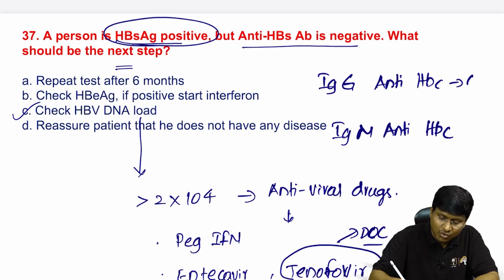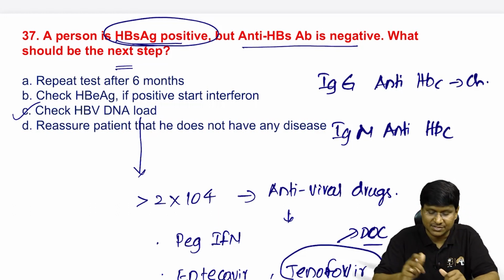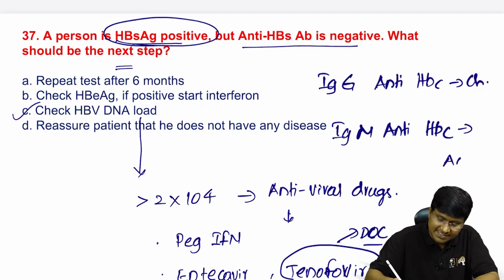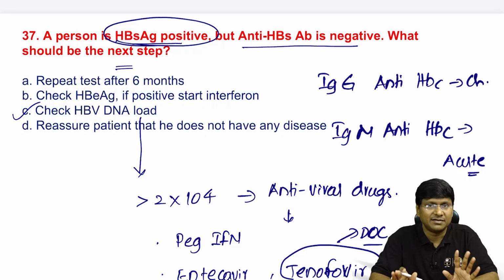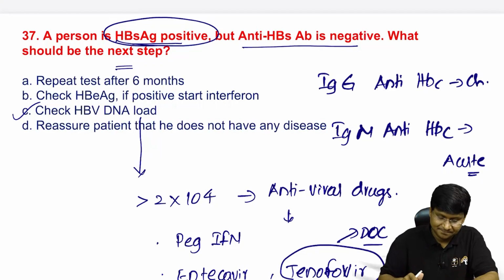Now if it is chronic, then only we give antiviral drugs. But if it is acute, we don't give antiviral drugs. It is only supportive treatment that we give if IgM anti-HBC is positive.